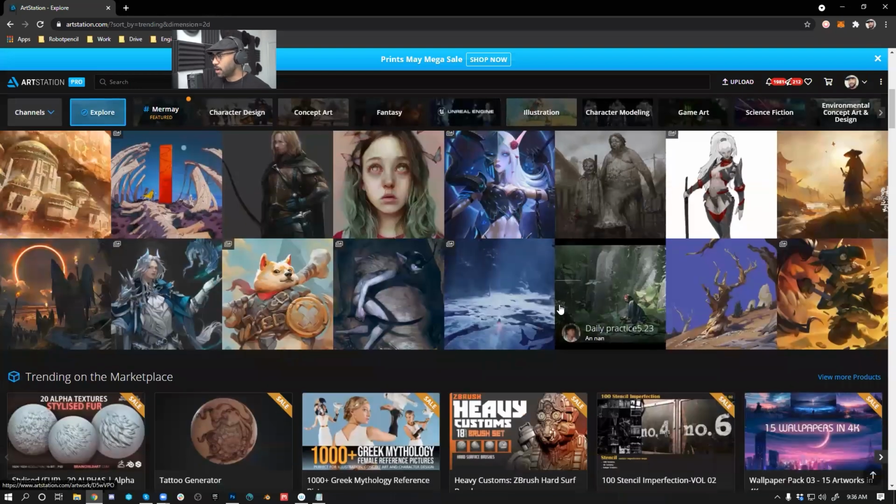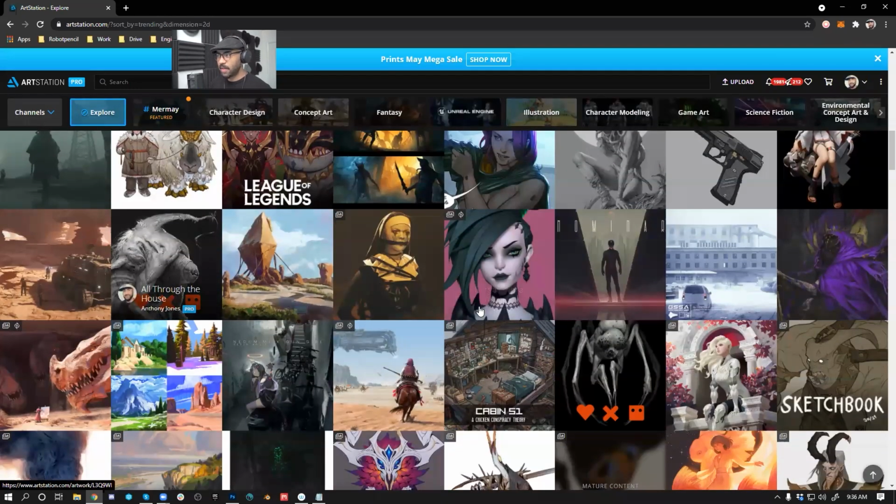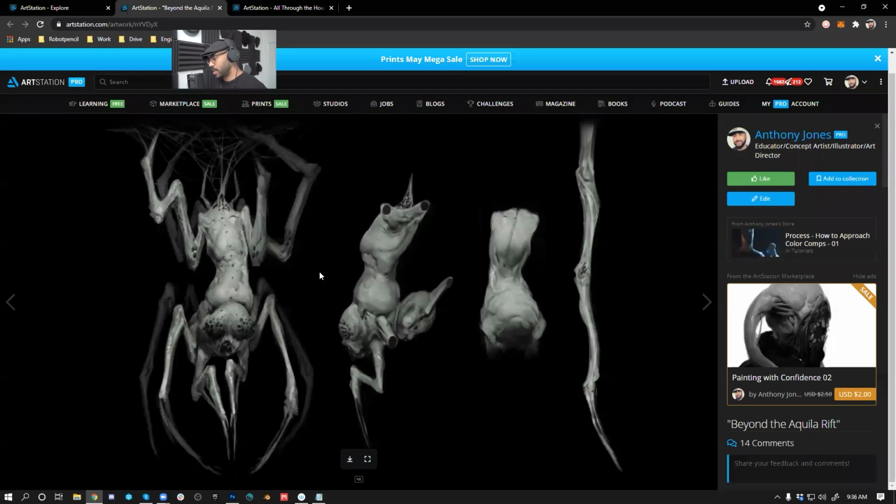All righty. Oh, I don't know if you guys saw this, but I shared the Love, Death, and Robots stuff I did. Do you guys see this? So this was from the first season, Beyond the Aquila Rift, the one where the lady comes out from the shadows and it's this weird bug monster. So this is the original design. And they were pretty faithful to it, actually. It's pretty cool.